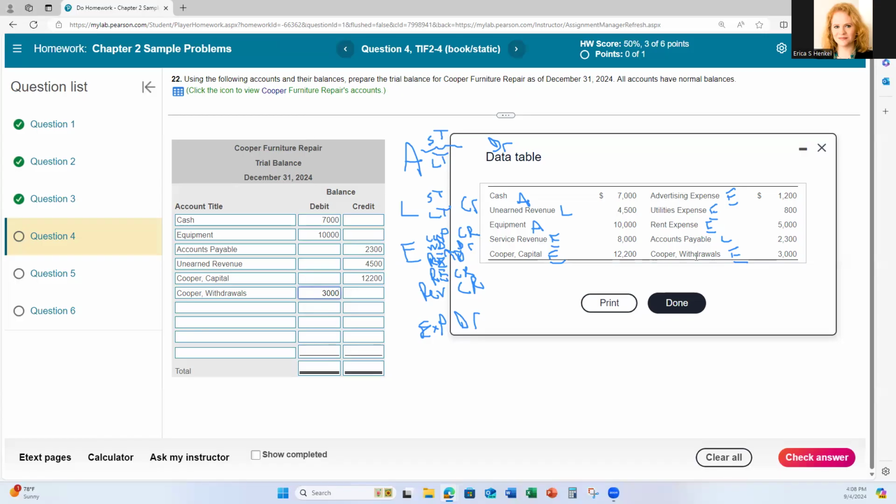Next, then we are going to look at revenues and then expenses. So we've just got our service revenue here. Revenues increase equity, so therefore it's a credit. And then we've got our three expenses: advertising, rent, and utilities.